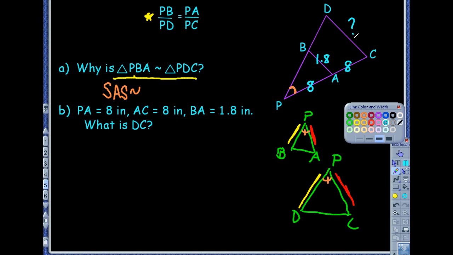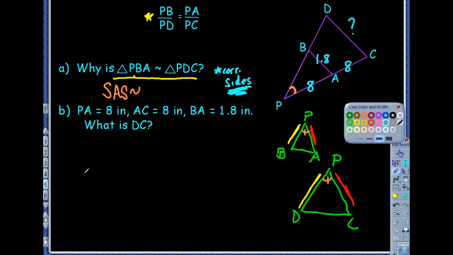Okay, so if we already know that these triangles are similar now, then we can look at any set of corresponding sides because we know all corresponding sides will be proportional. So, I want to make a note of that. She said corresponding sides, and I'm going to underline that.